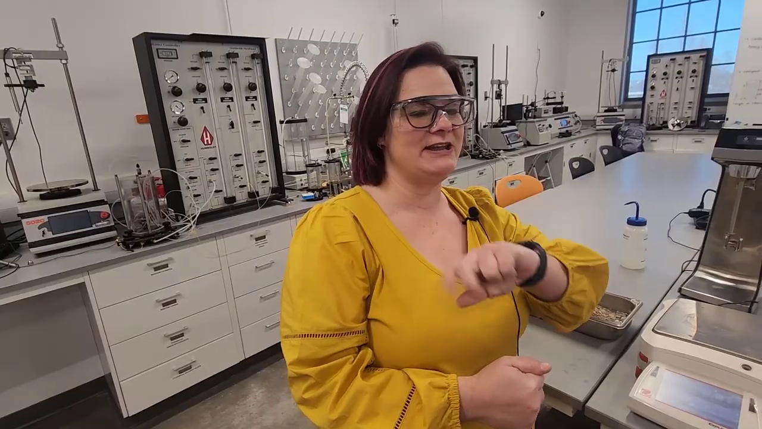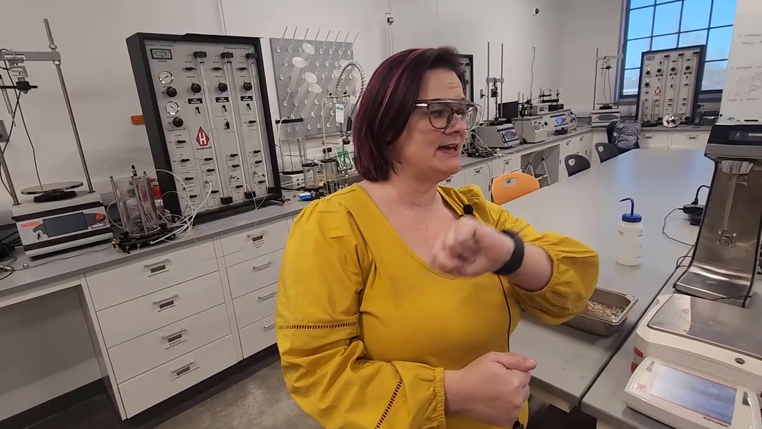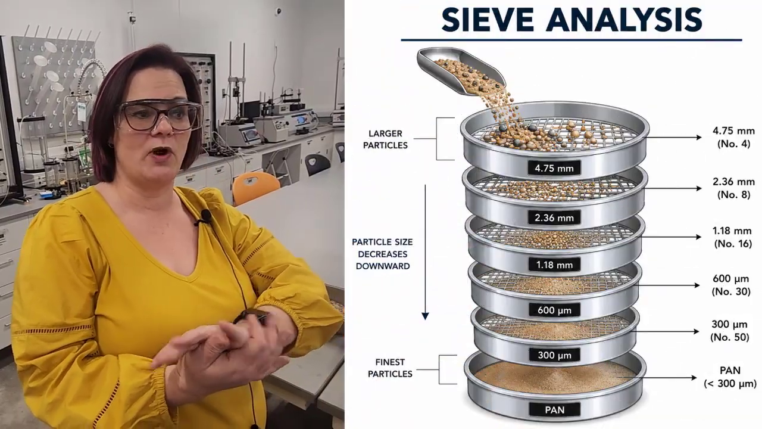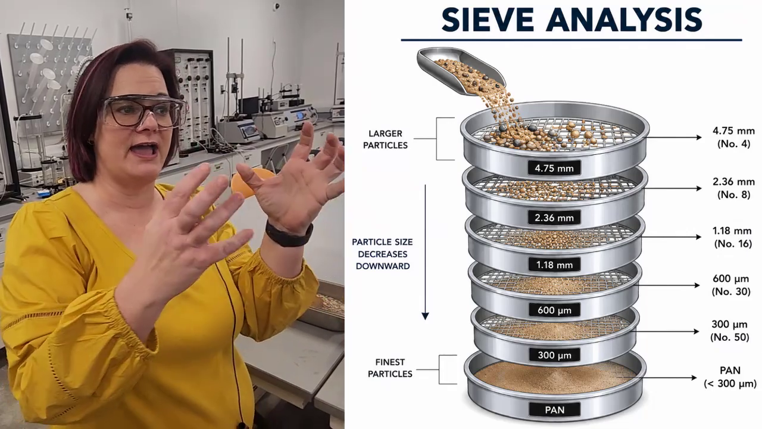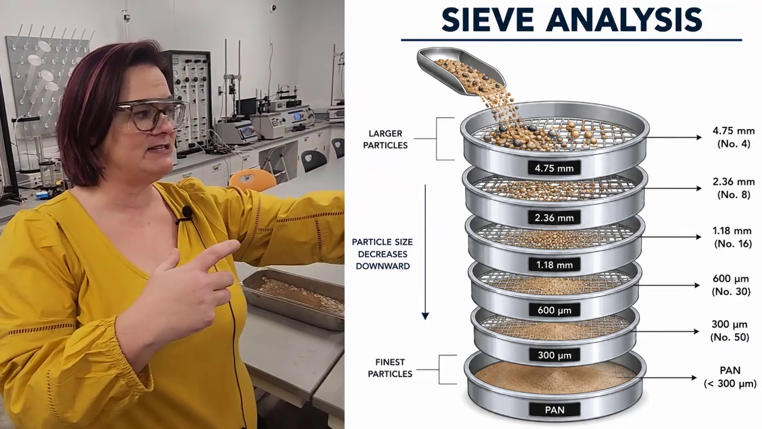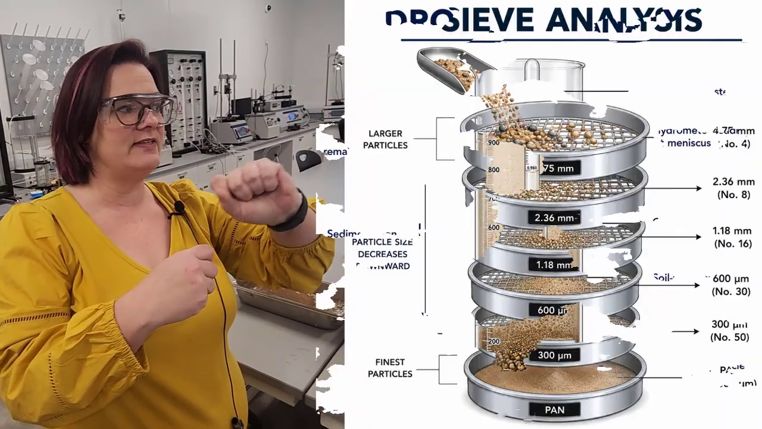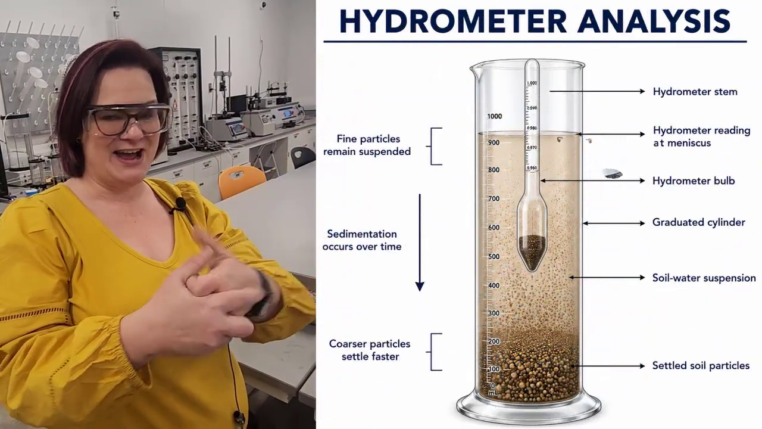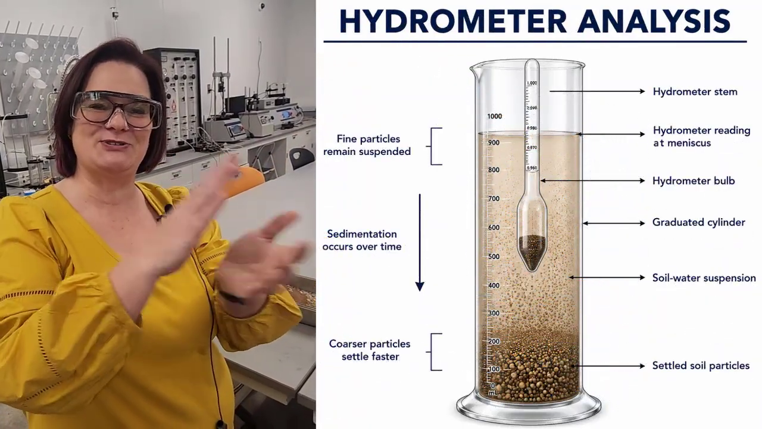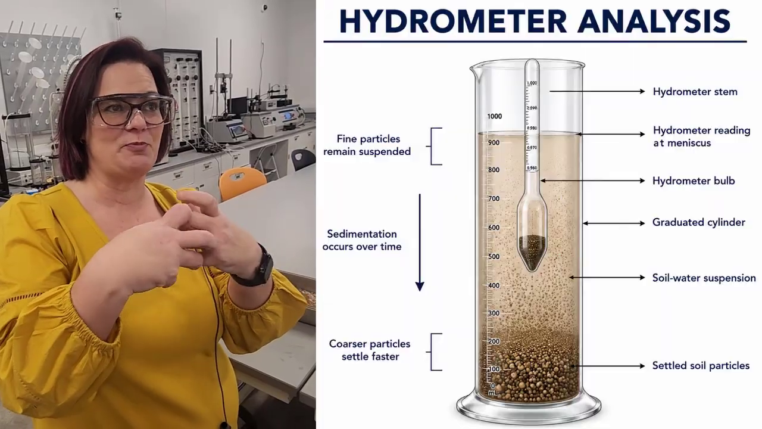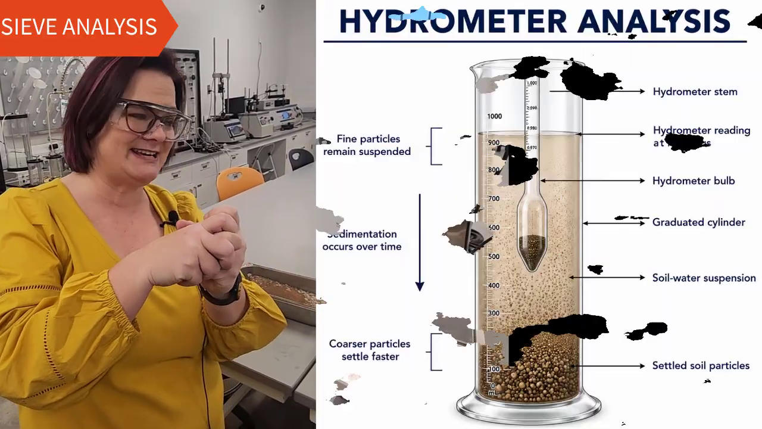That is a combination of two soils tests. There's the Sieve Analysis, where we separate the soil particles by grain size based on the sieve stack. And then there's the hydrometer test, where we use sedimentation to separate the soil particles smaller than the number 200 sieve.